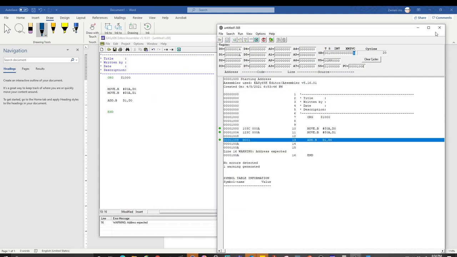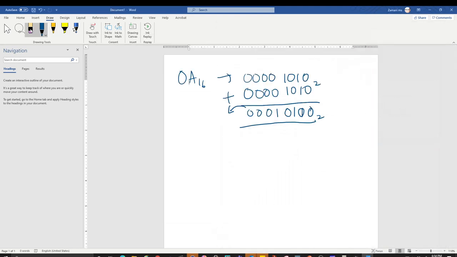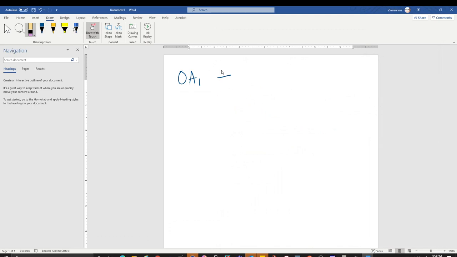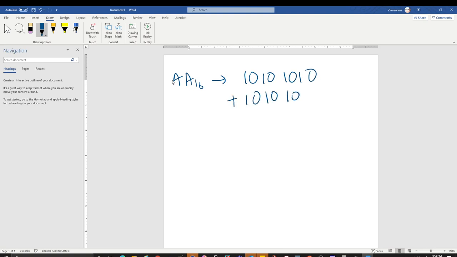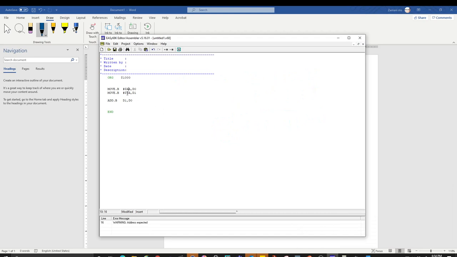So let's put another example with AA plus AA. That is 10101010 plus 10101010. This is going to be 0, this is going to be 1, and there is a carry out over here, 1. It should have a carry. So let's look at the changes in the register. Try again with the new value here: AA to D0, AA to D1. And then we're going to add this number. Close everything first. Now run this one.